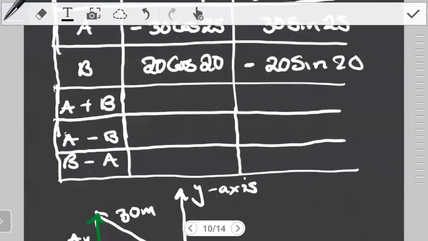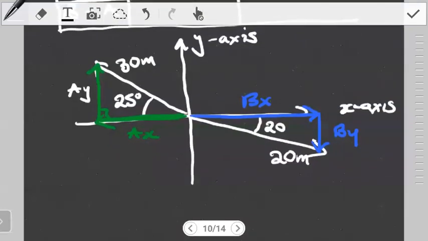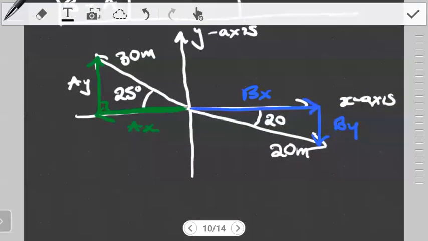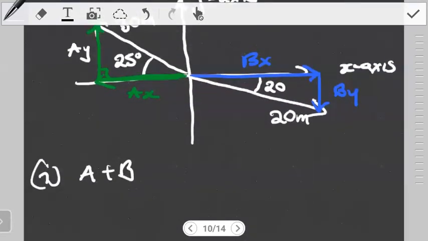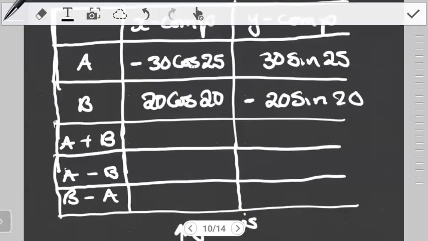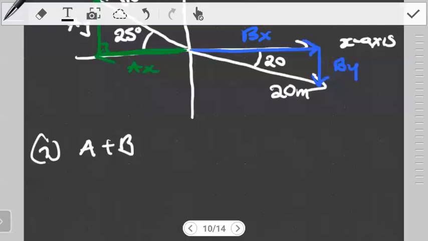Again, B is pointing down, so it's going to be negative. Okay, so with that done, the next part that we have to do is to start evaluating our question, literally solving our question. For the first part, we want to get A plus B. So all we have to do here is add the respective components. This column here is showing the x components of B and A. So vectors will add according to their components. First we get the x component of the sum.